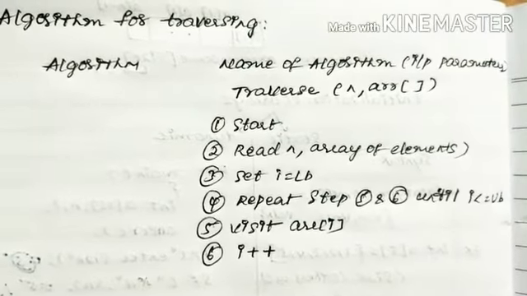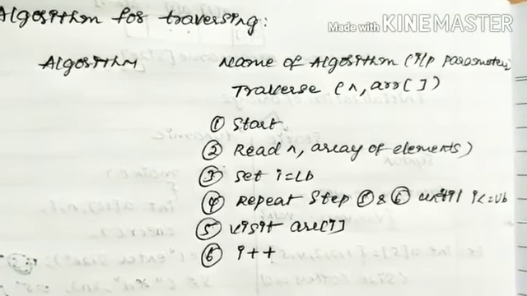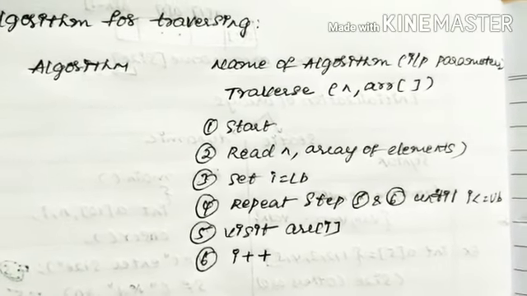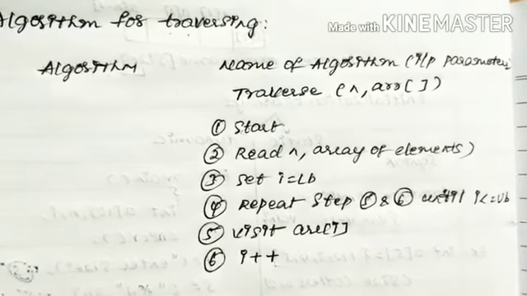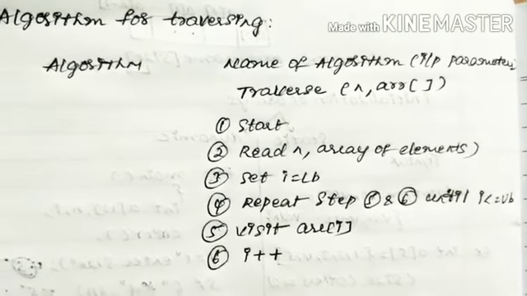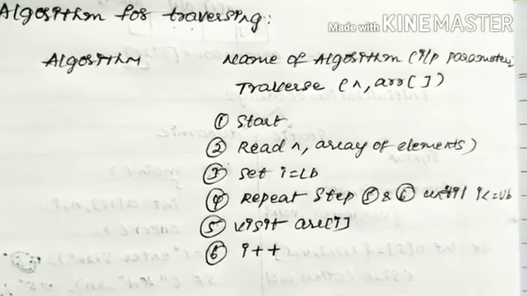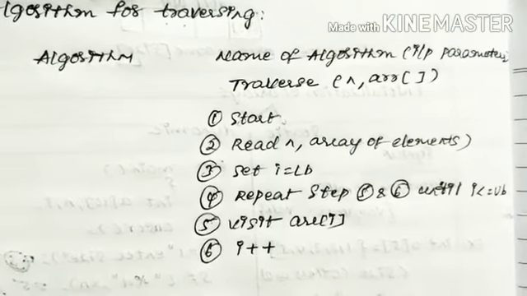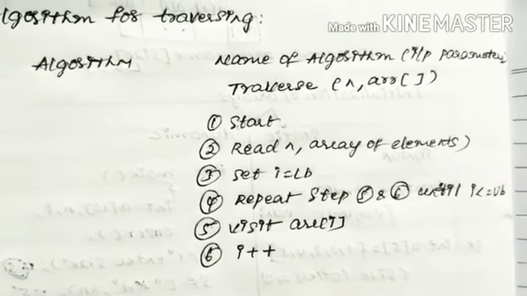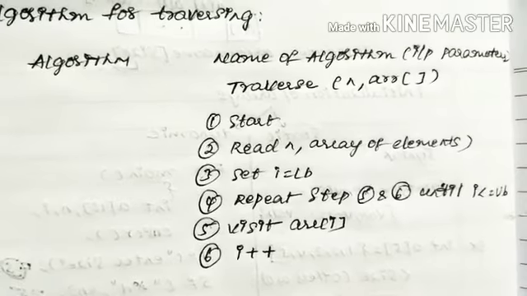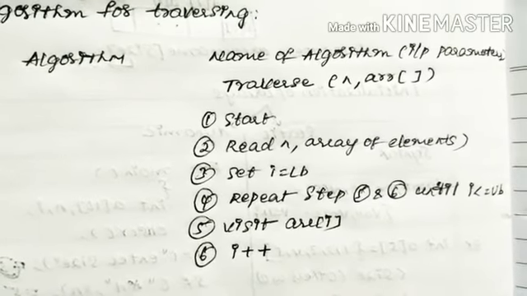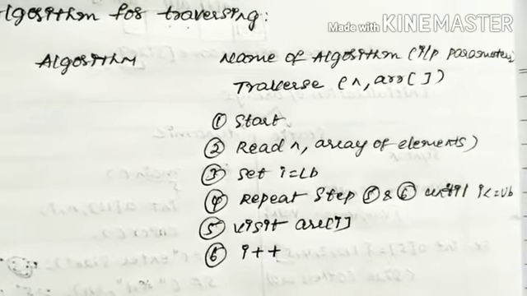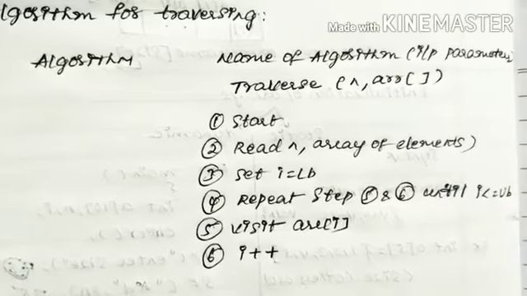Now we are going to discuss the algorithms for each and every operation performed on arrays: traversing, insertion, deletion, searching, sorting. For the first one, the traversing algorithm, we are going to explain like this. First of all, an algorithm should be represented as the name of the algorithm followed by the input parameters in parentheses. Since we are going to perform the traversing operation, we named it traverse. The input parameters are the size of the array and the array elements. Now I'm going to explain the algorithm.